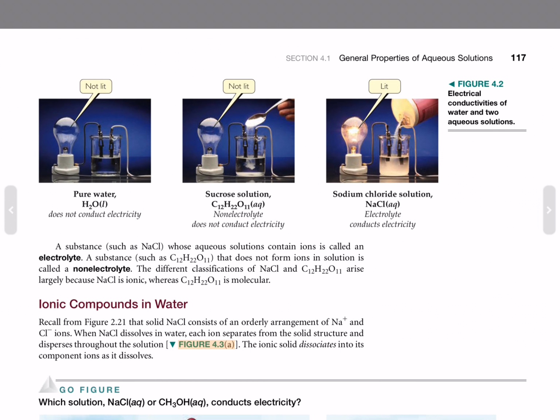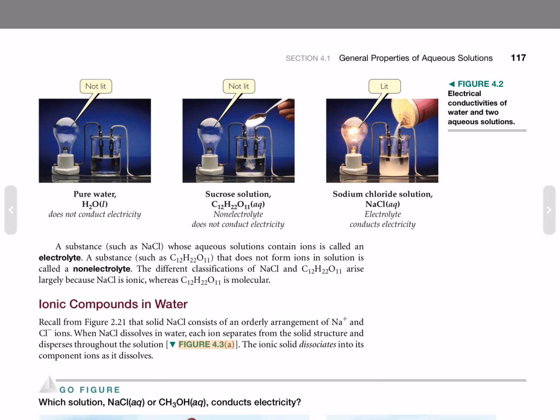Figure 4.2. Electrical conductivities of water and two aqueous solutions. Pure water does not conduct electricity and doesn't light the light when connected to a battery. A sucrose solution, sugar, is a non-electrolyte and does not conduct electricity. Sodium chloride solution, NaCl, is an electrolyte and does conduct electricity.